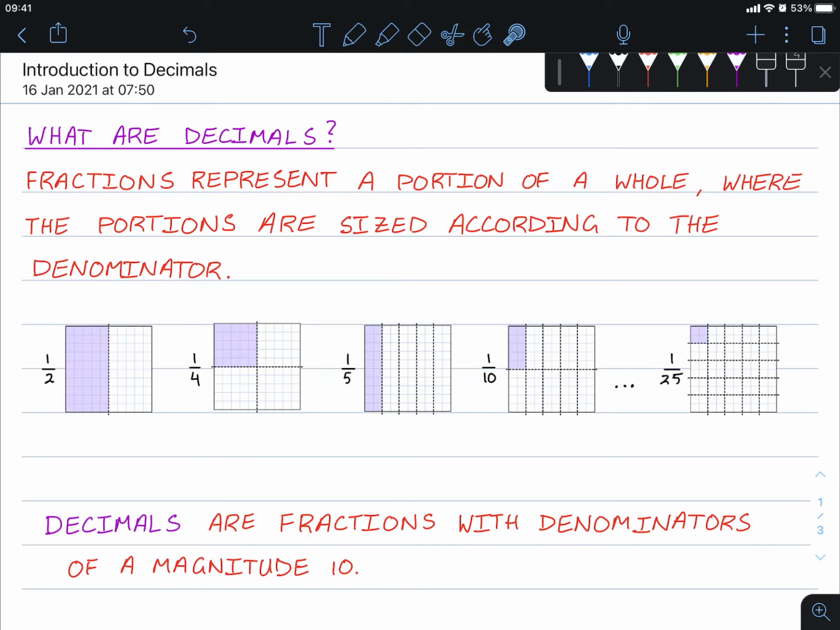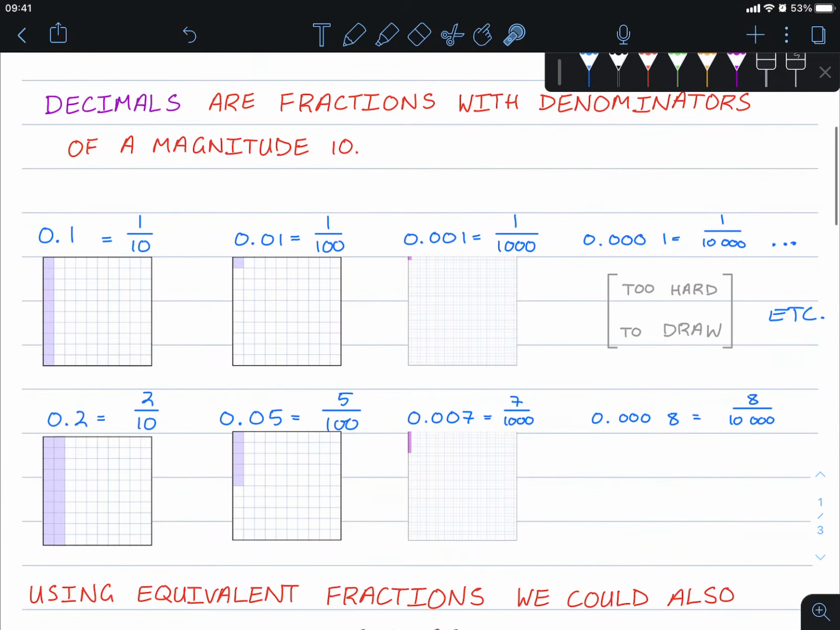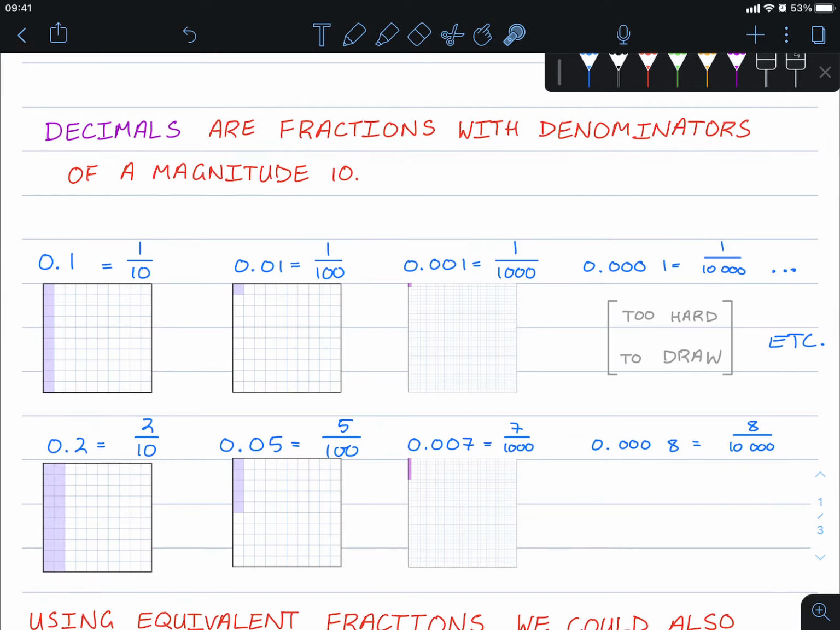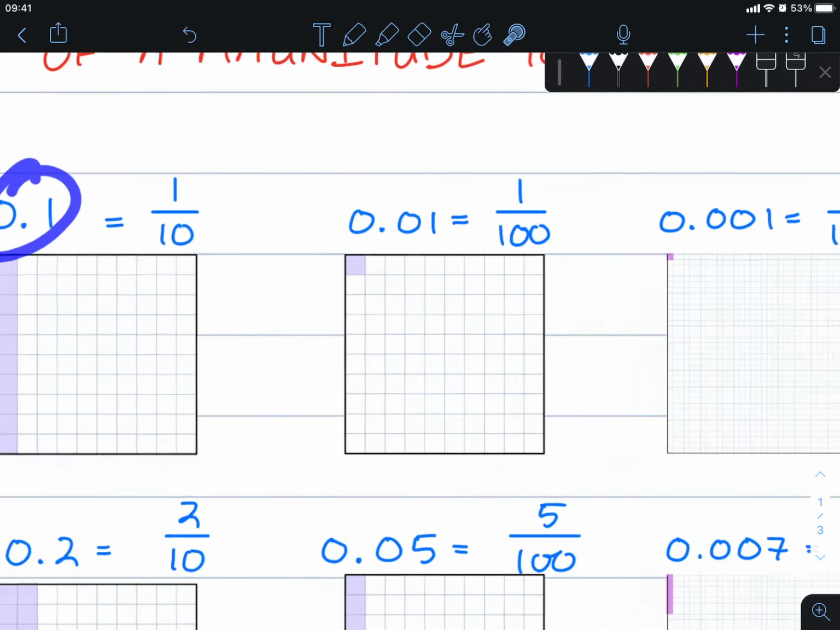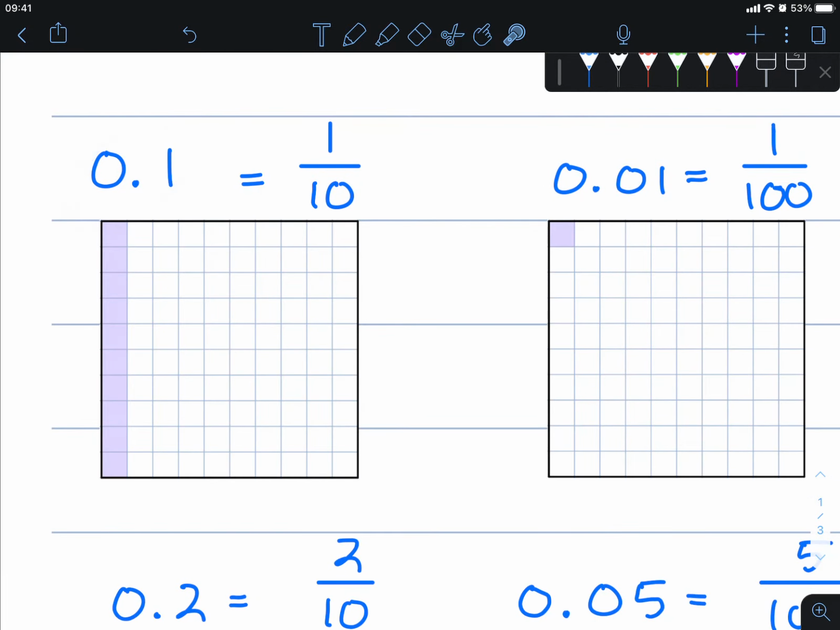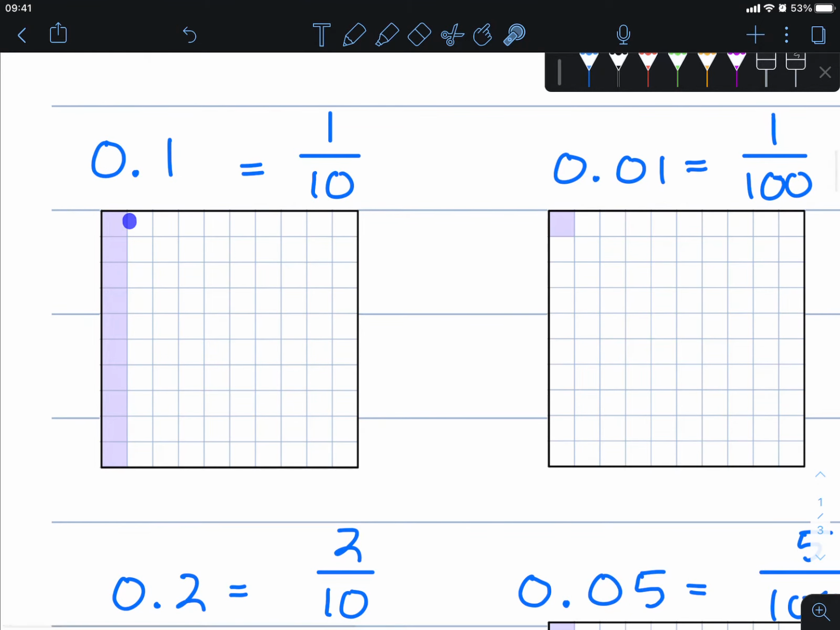Decimals are fractions with denominators of magnitude 10. So decimals actually also show portions of a whole, but this time we're only looking at magnitudes of 10. By that we mean, if we had 0.1, this is actually 1/10. So we've chopped this block up into 10 parts.